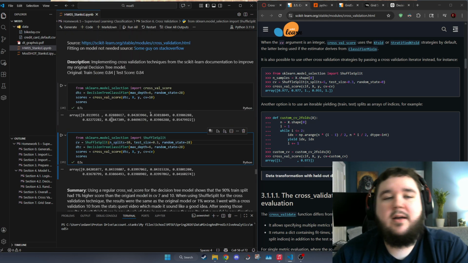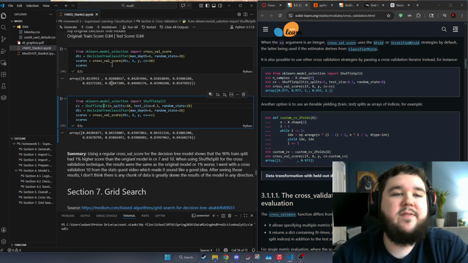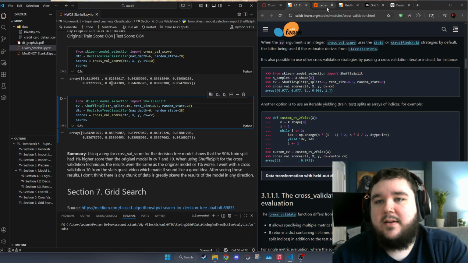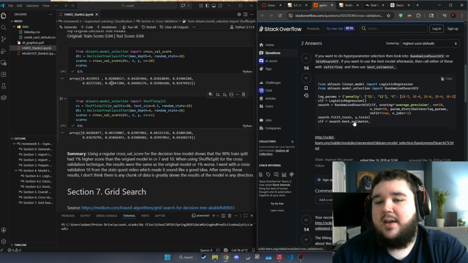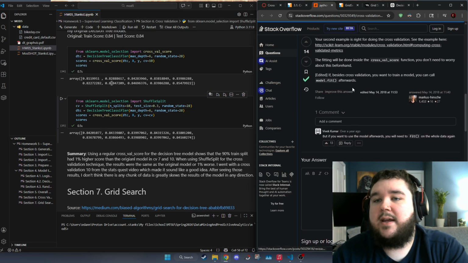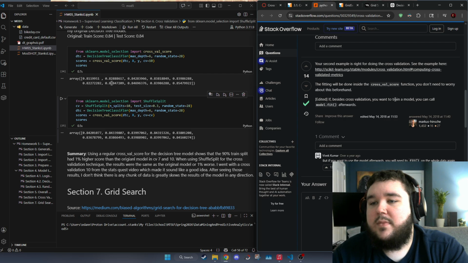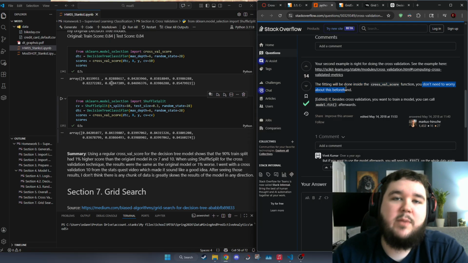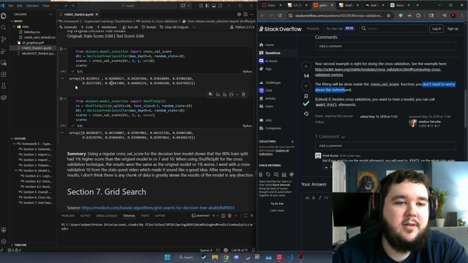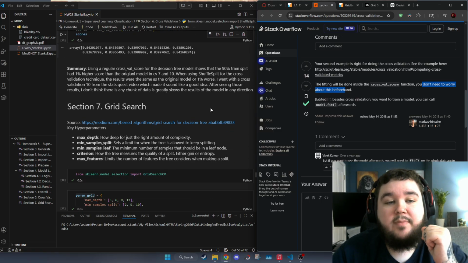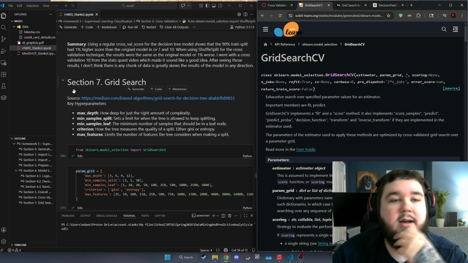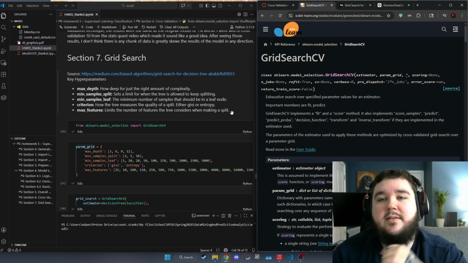Oh, and I was curious if I needed to refit the model to validate it, and I found this Stack Overflow thing where someone asks, do I need to fit it? And this guy said fitting the model is done inside the cross-validation score. You don't need to worry about doing it beforehand. I figured that would be cool to include for you in case you were wondering, because I was wondering.